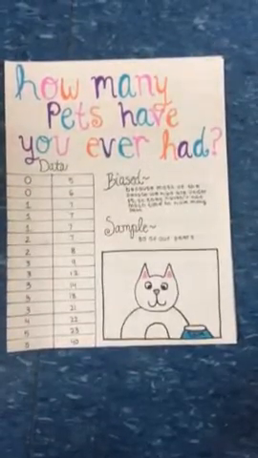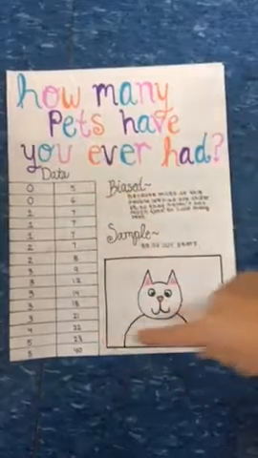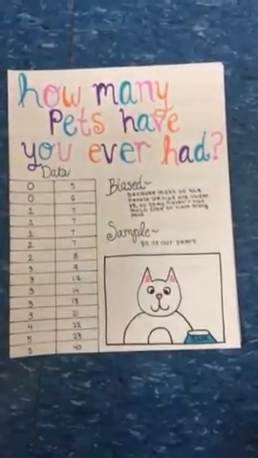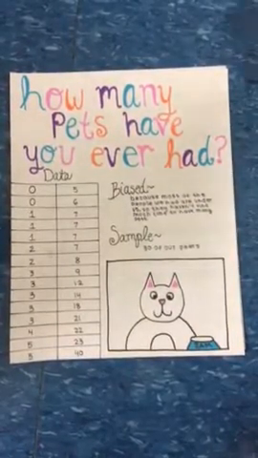Our data is based on how many pets you have ever had. Our sample was 30 of our peers and our data is right here. Our sample is biased because most of the people we had are under 15, so they haven't had much time to have many pets.